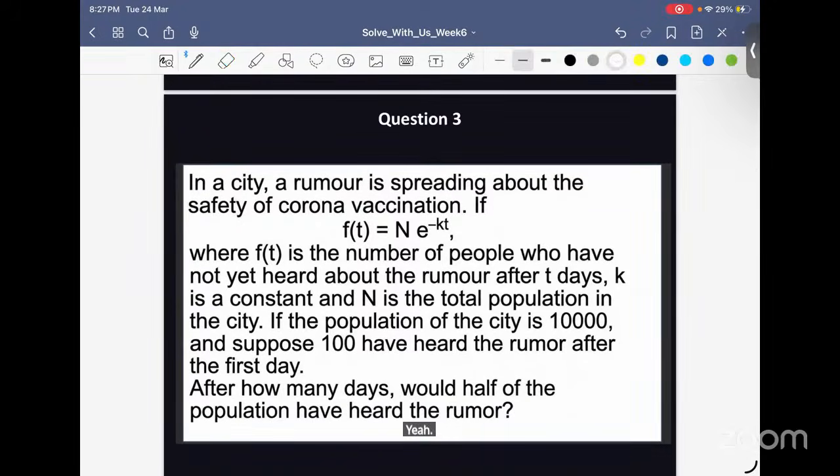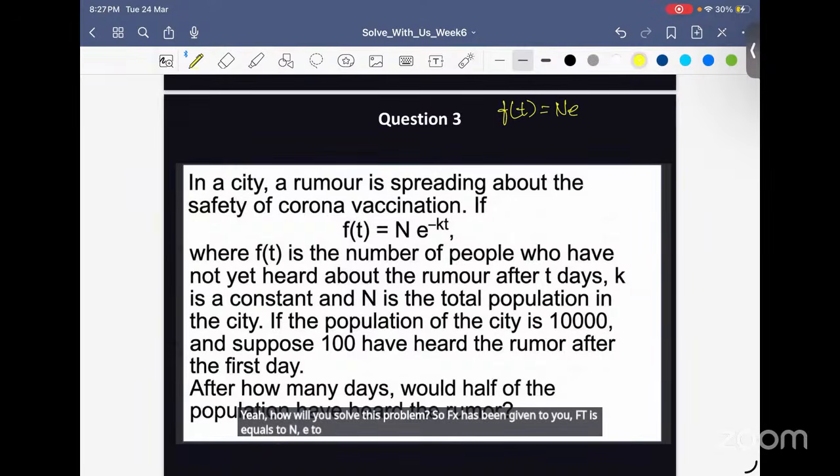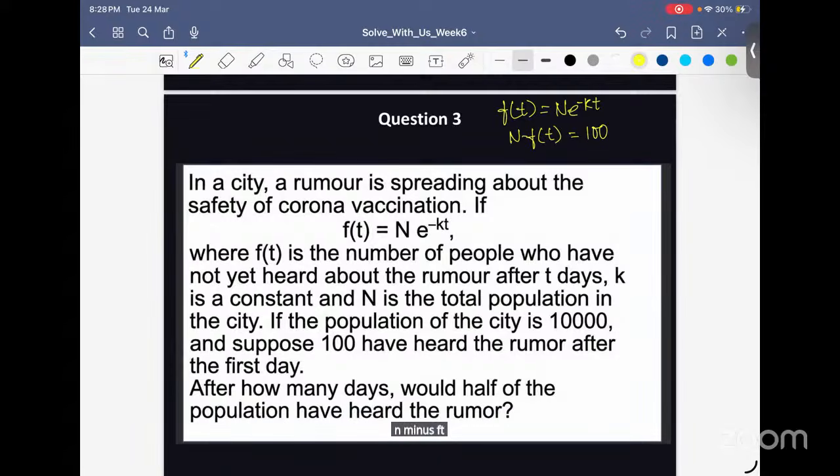How will you solve this problem? So f(t) has been given to you, f(t) equals N e to the power minus kt, correct? Now it has been said that 100 people have heard the rumor after the first day. So f(t) is the number of people who have not heard, right? Then the number of people who have heard would be N minus f(t), correct? N minus f(t) equals 100, and capital N is 10,000. So you'll be left with 10,000 minus 100, so it will be 9,900 equals f(t).